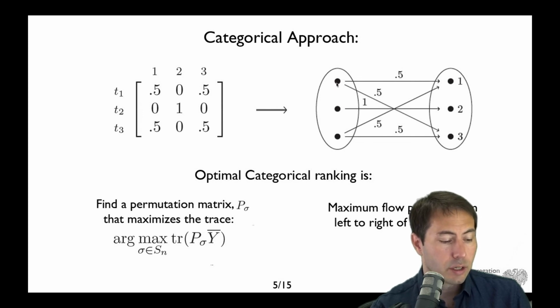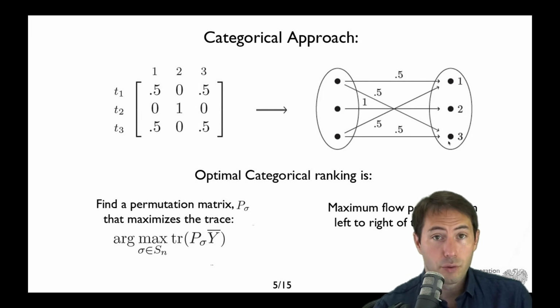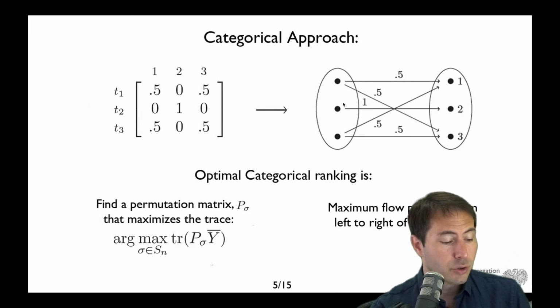So you can see T1 here with 0.5 weight is directed towards the rating of 1. And right here with 0.5 weight, again, we have a direction to the rating of 3. And element T3 down at the bottom similarly has 0.5 flow going to the rating 1 and 0.5 flow going to the rating 3. Meanwhile, element T2 has a full flow to move from T2 to the rating of 2 and no edges anywhere else.